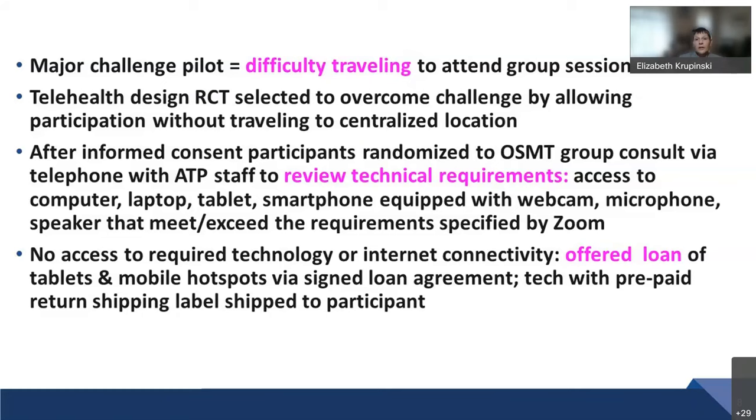And this was figured out through a pilot study and a lot of early studies that said, you know, we can have greater participation if we make it easier on our patients. And that's how telehealth got inserted into this trial.